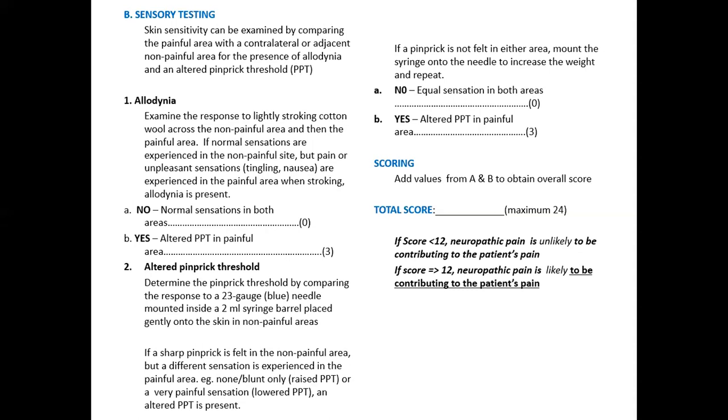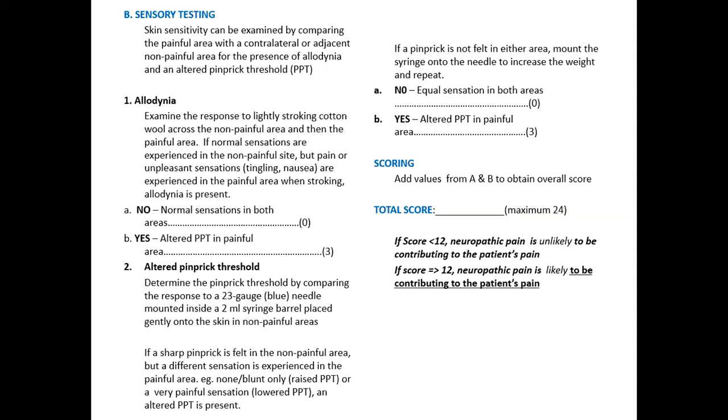Then in the scoring system, you add the values from the history you took from the patient, the 5 points, and then these 2 points that you examined, and then you score. Add the values from A and B, and you obtain the overall score. Now, get the total score.